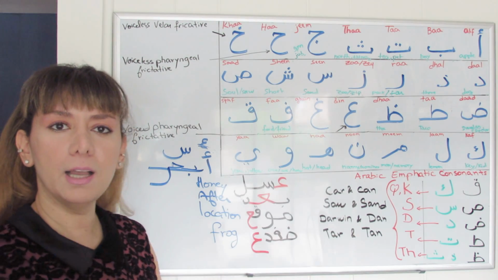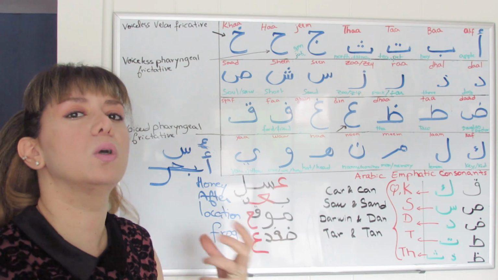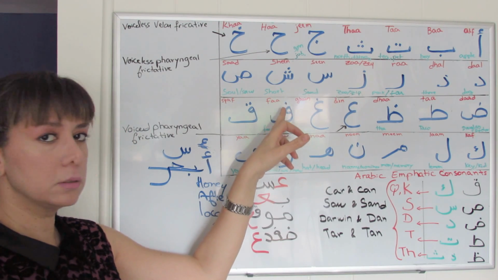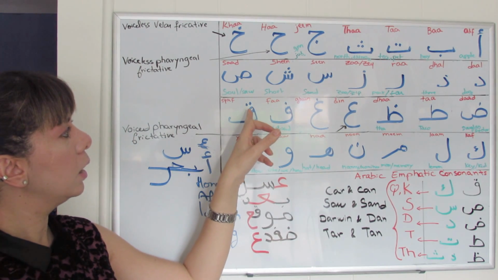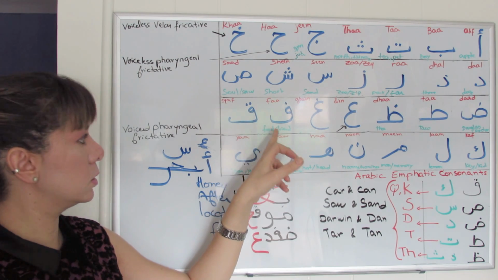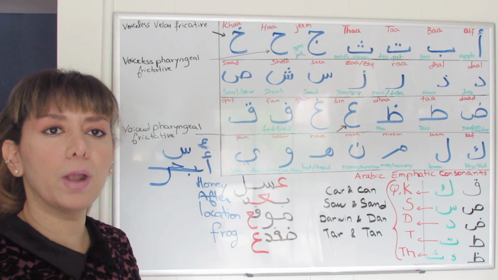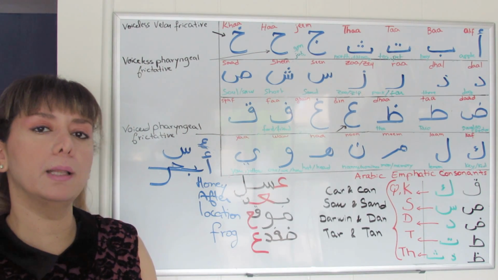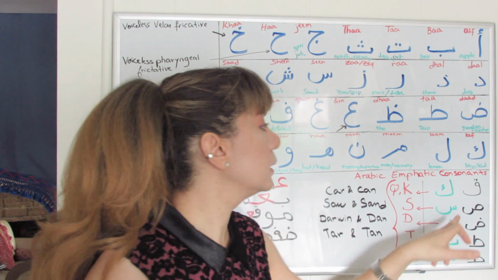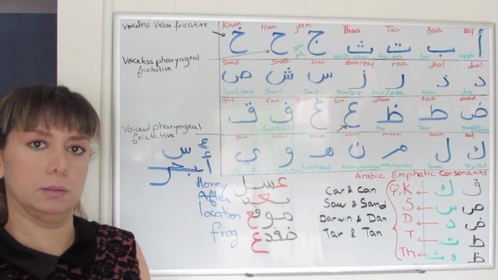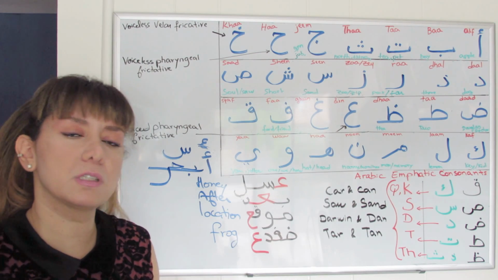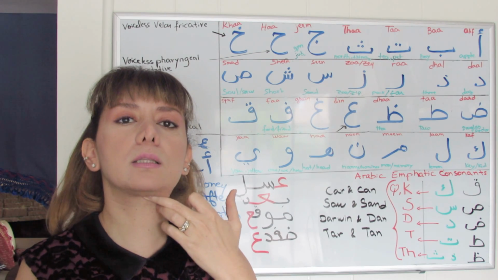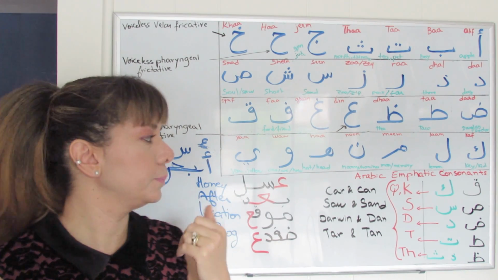Ghain, gha, it's the gargling sound, when you gargle. Fa, with one dot on top. Qaf, with two dots. Fa, like food, friend. Qaf and kaf both stand for the letters Q and K in English, but qaf is an emphatic consonant. Qa, emphasized letter. Qa, ka. It comes from the top of the throat.